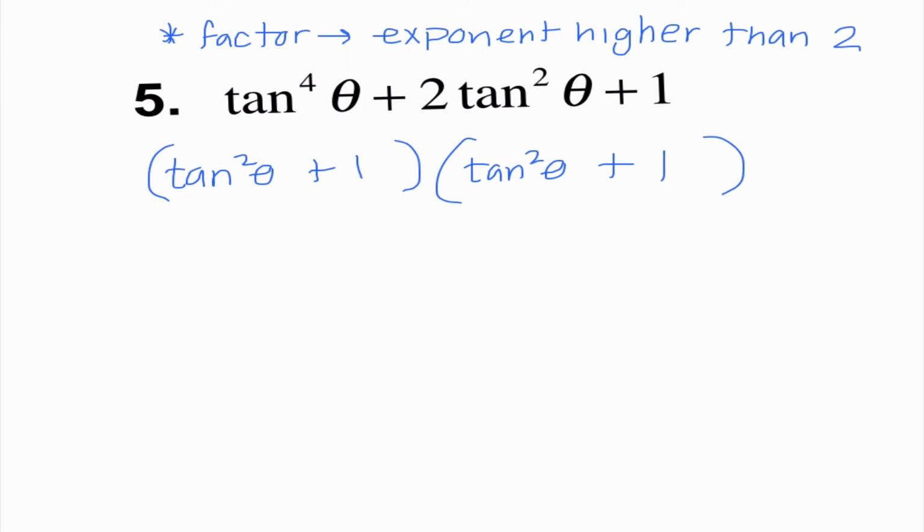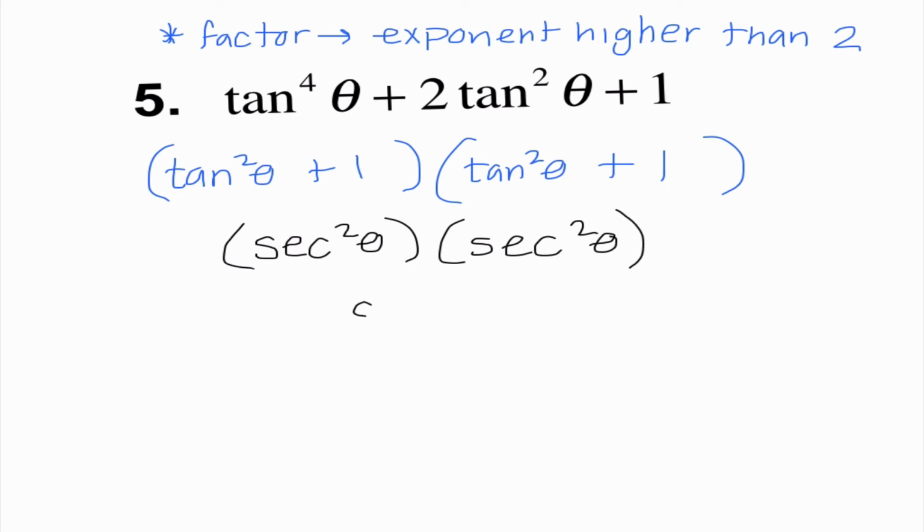Now, this looks similar to me. It kind of looks like our Pythagorean identity, where tan squared plus 1 was equal to secant squared. So I have secant squared times secant squared, which would be secant to the 4th power, because I know when I'm multiplying things, I add their exponents together.